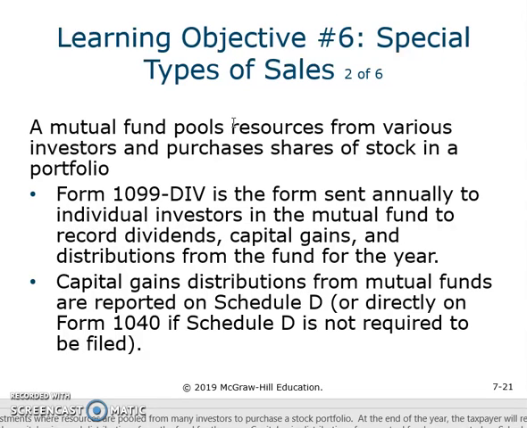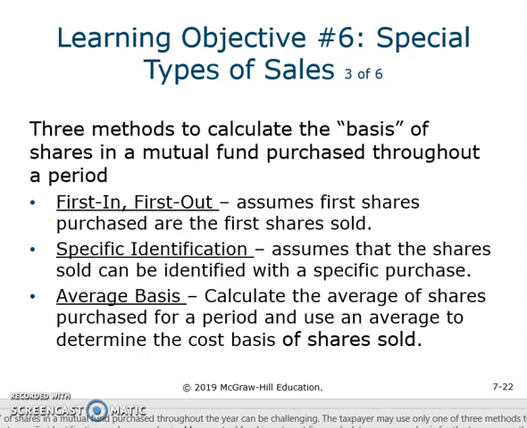There are three methods to calculate the basis of shares in a mutual fund that's purchased throughout the period. The first in, first out assumes that the first shares purchased are the first shares that are sold. The specific identification method assumes that the shares that are sold can be identified with a specific purchase. And then we have the average basis, which calculates the average of the shares purchased for a period and uses the average to determine the cost basis of the shares that were sold.